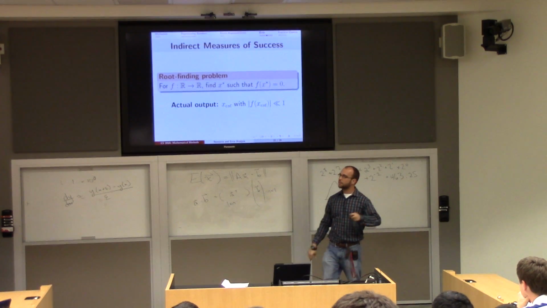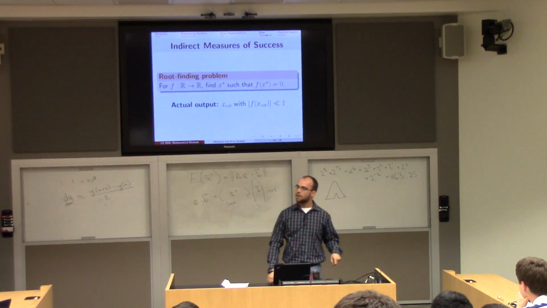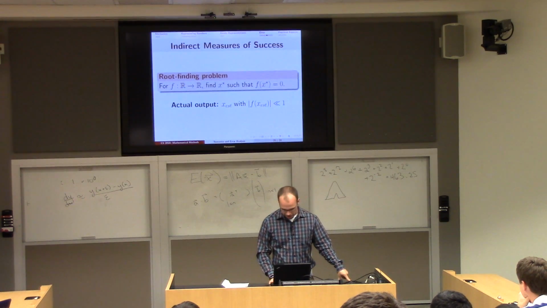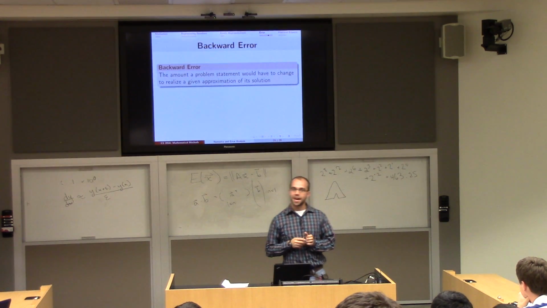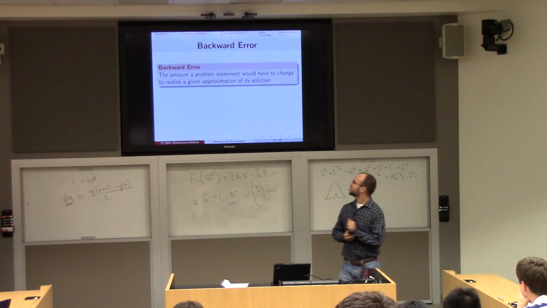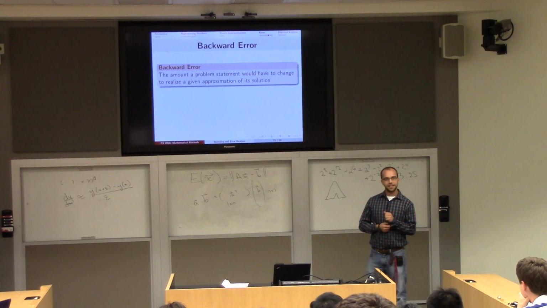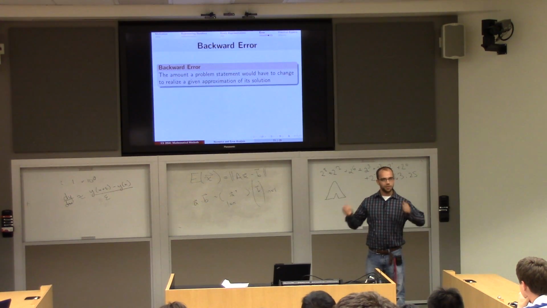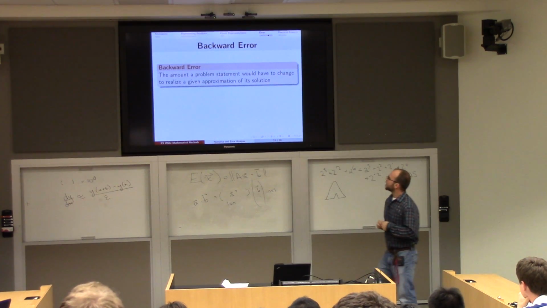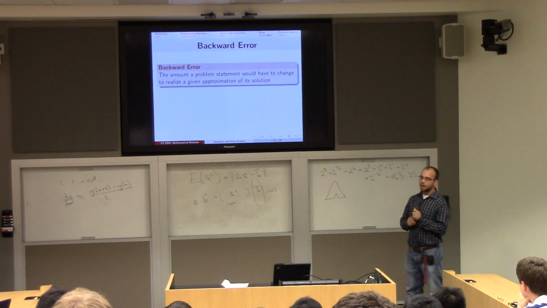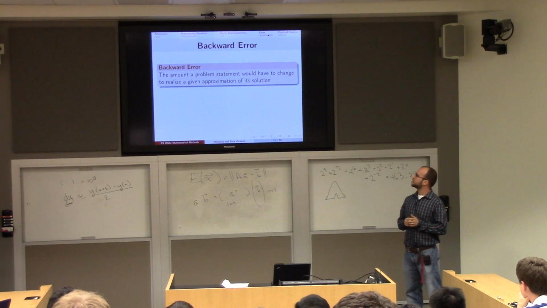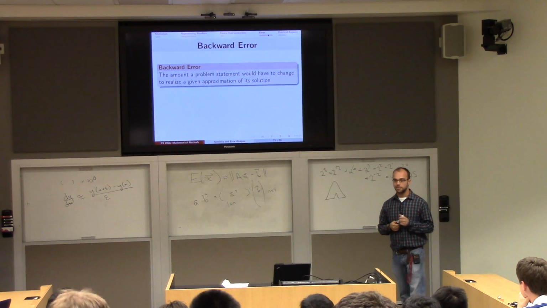Right? And this is going to be our big trick for evaluating how good our solutions are in a number of numerical things. And that's called the backward error. So the idea here is, it's a little bit of a bizarre definition, and it's one that took me a long time to get internalized into my head. The backward error of a calculation is the amount that the problem statement would have to change to realize a given approximation of the solution.